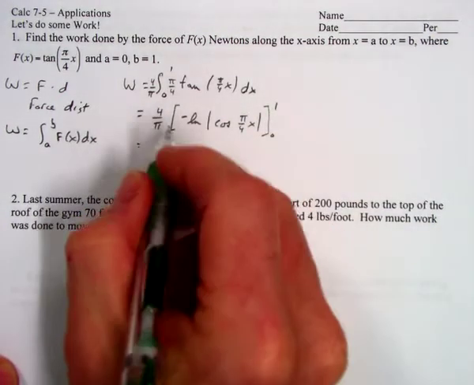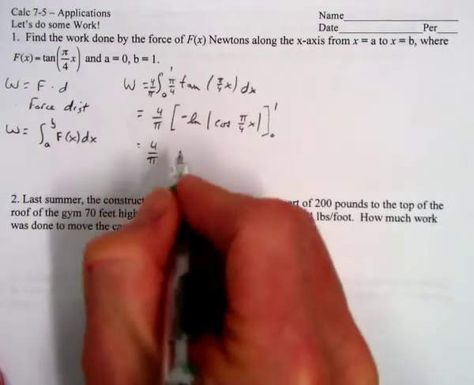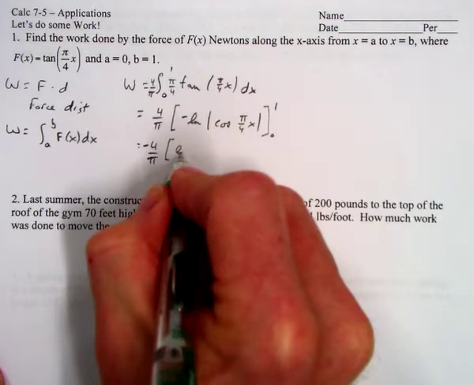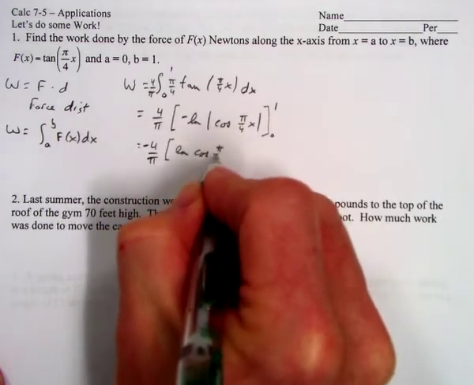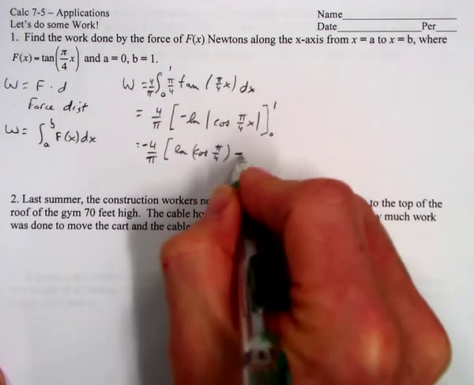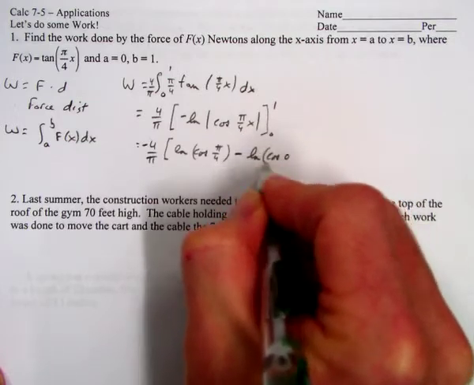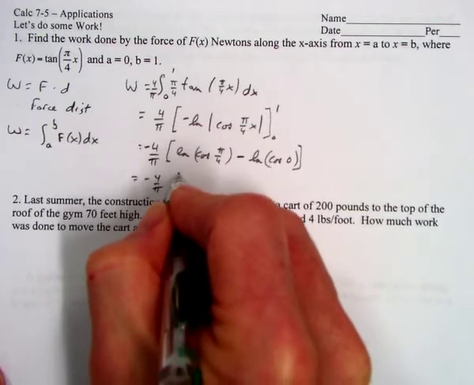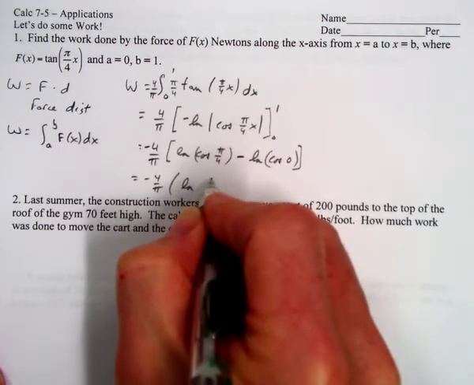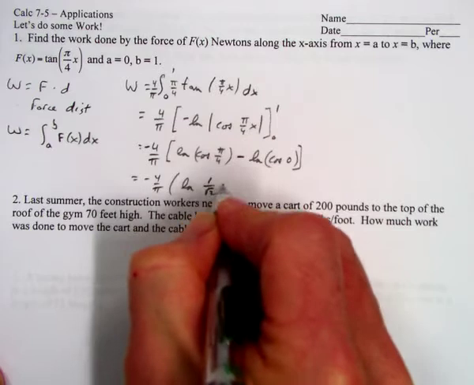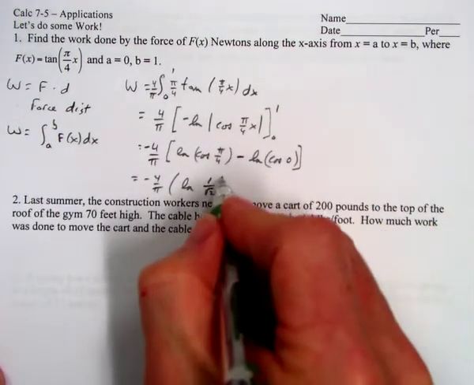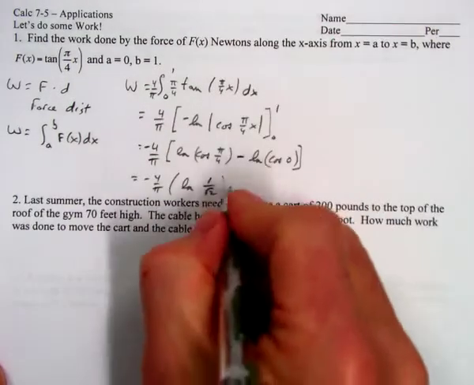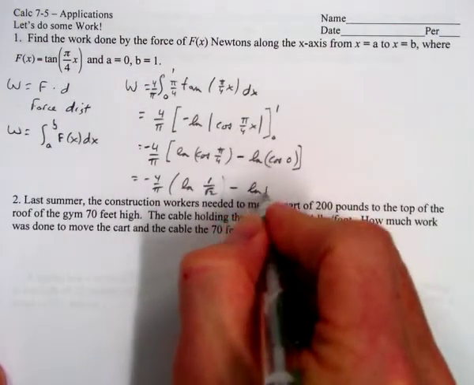At this point, we just go through and do all the calculations. So we'll have 4 over pi. Let's take out the negative as well. Ln of the cosine of pi over 4, that's going to be a positive number. We don't need the absolute value, minus the ln of the cosine of 0. So we get negative 4 over pi times the ln of 1 over root 2. Sometimes that's a more convenient form to use. I should put in there, that's minus ln of 1, which is just 0.